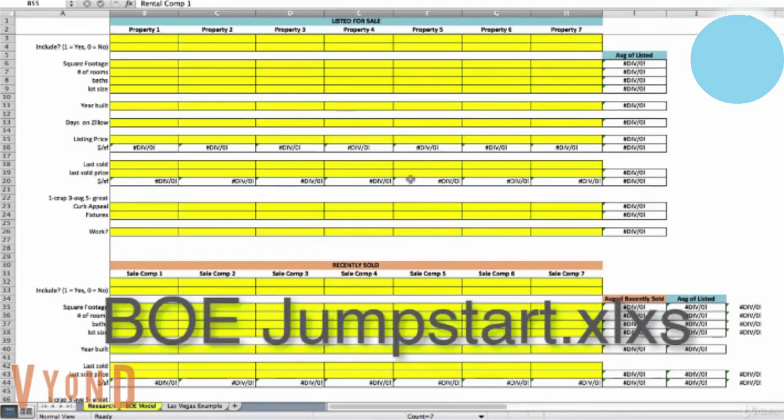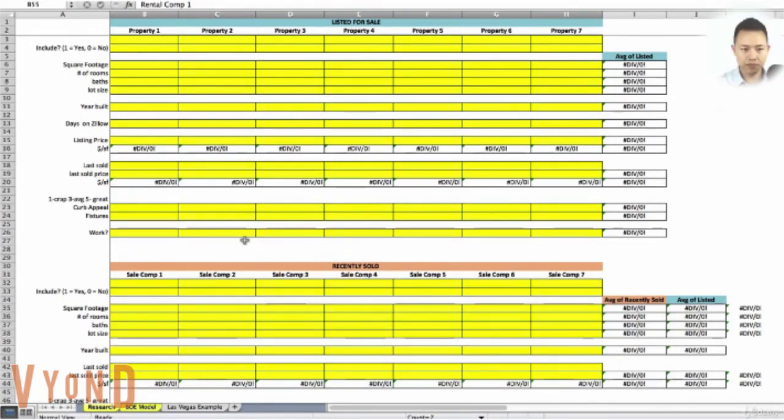So first thing I want you to do is download the model that is associated with this lecture. When you download it, I want you to open it up. The file name is called Bio Jumpstart. When you open it up, you're going to see 3 worksheets here, 2 at the bottom that are highlighted in yellow, and one that is for the example that I'm going to use in this lecture.